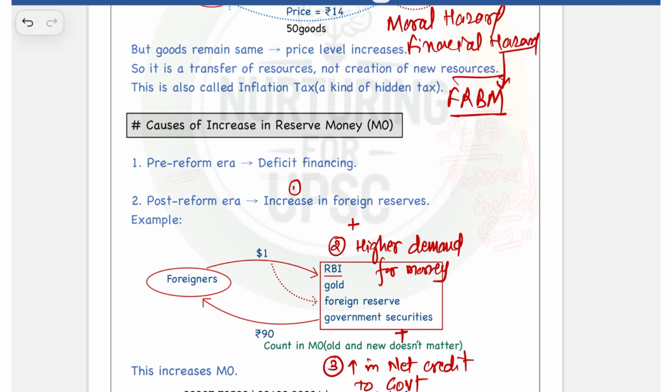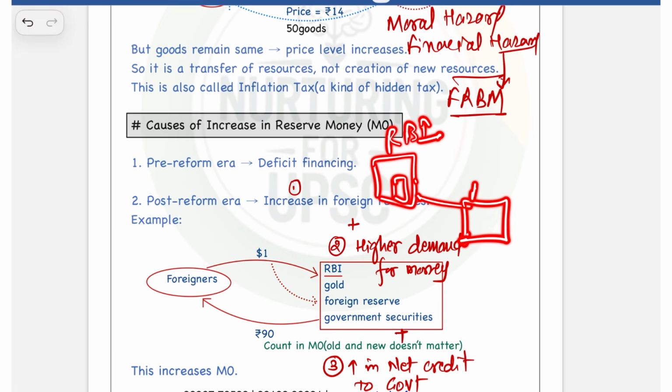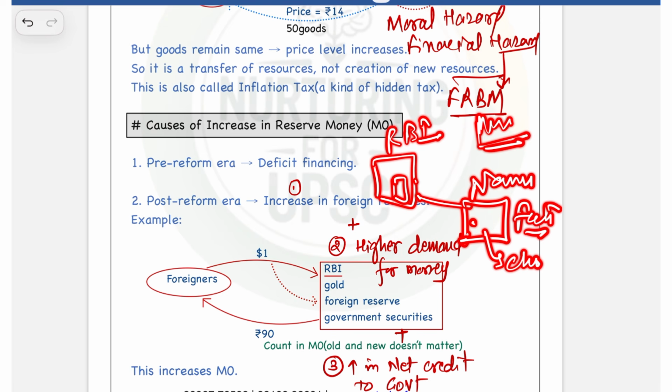So in the earlier case, reserve money, the money supply, was increased by deficit financing, but after the reforms, in today's era, it's majorly done by a few things. First and foremost is the increase in foreign reserves. So what happens is, let's say you are the RBI, and someone, let's say my friend Naman, puts up a chocolate factory. There is a Mondelez, which is a Japanese company. It wants to invest with Naman. So what would they do? They would go to Naman and give him 10 million Japanese yen.